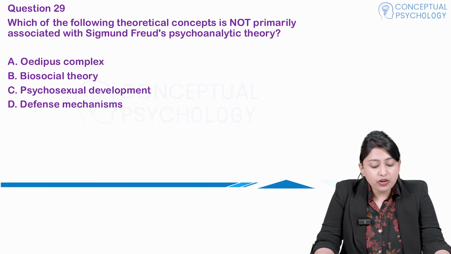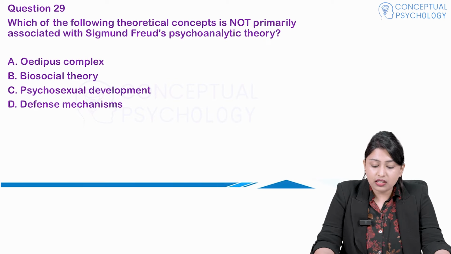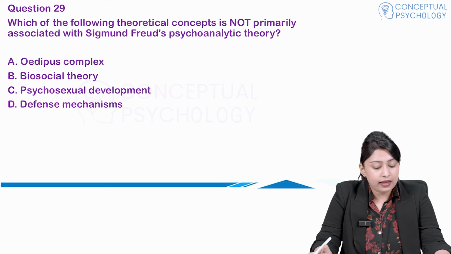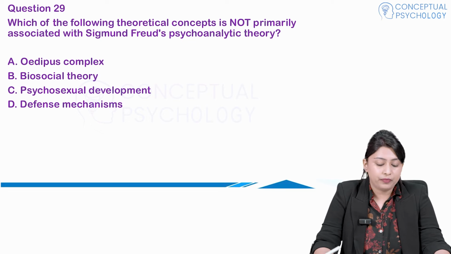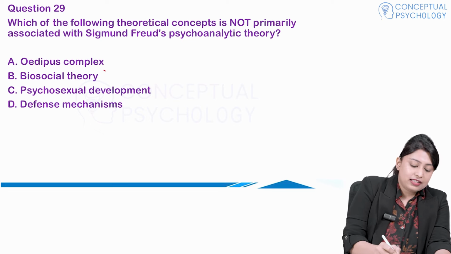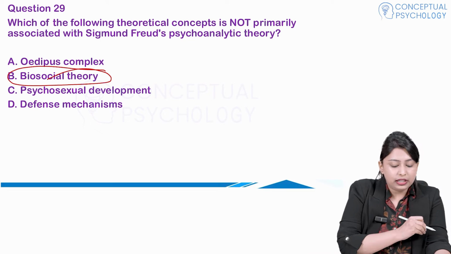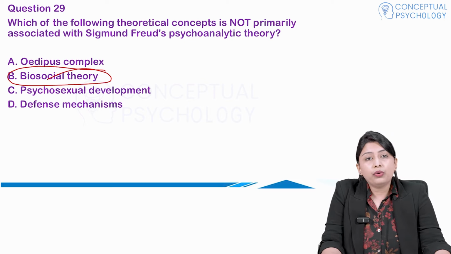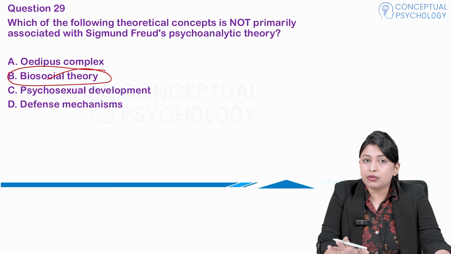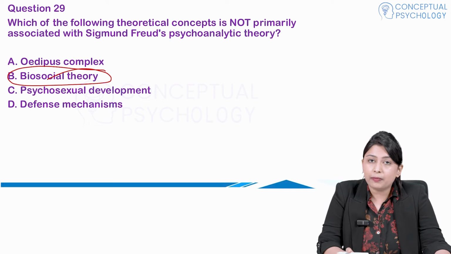Next, which of the following theoretical concepts is not primarily associated with Sigmund Freud's psychoanalytic theory? A. Oedipus complex. B. Biosocial theory. C. Psychosexual development. And D. Defense mechanisms. So the correct answer is biosocial theory, because the rest three are related to each other. So biosocial theory is not associated with Sigmund Freud's psychoanalytic framework.